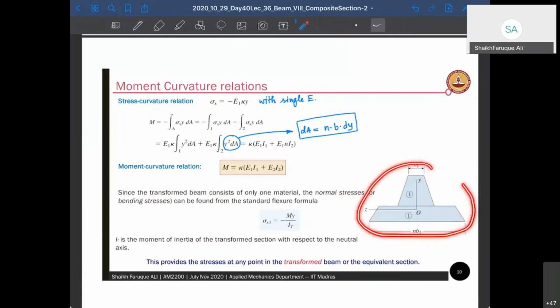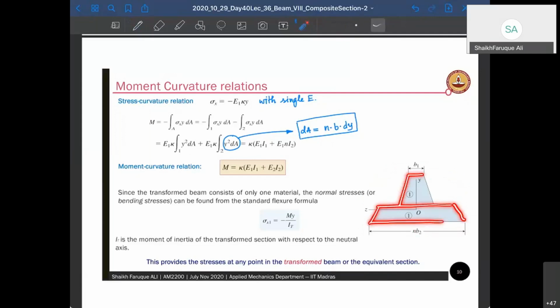The original cross section has changed to a hat type of cross section, with the bottom layer being n into B2. Right? Originally it was B2, now it is n into B2. Now this guy is made up of only single material, right? This is made up of only E1. In both the cases, it is E1, here also E1. So now it's a beam cross section which is made up of single material. And you know how to find stresses for a beam cross section made up of single material, right?